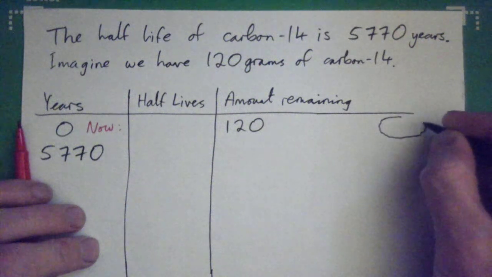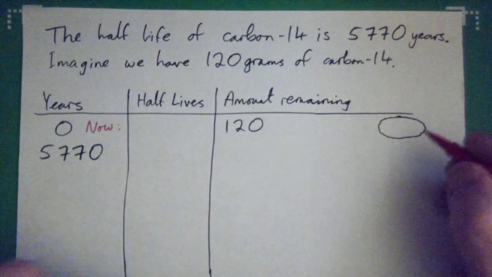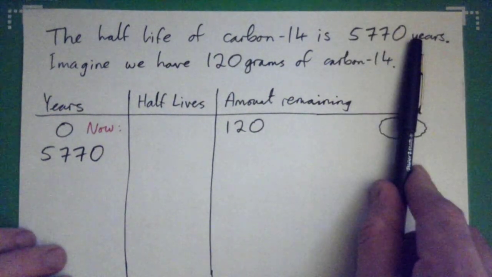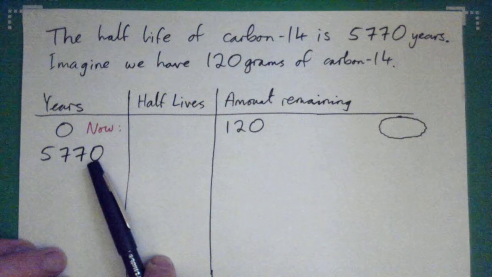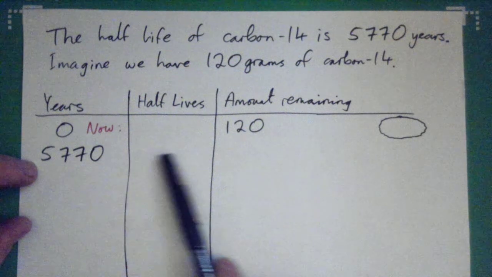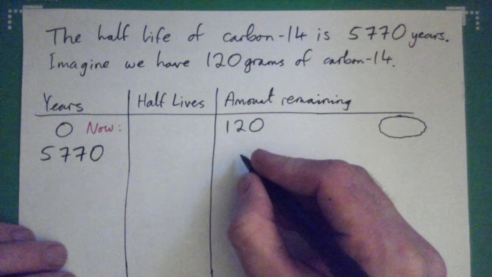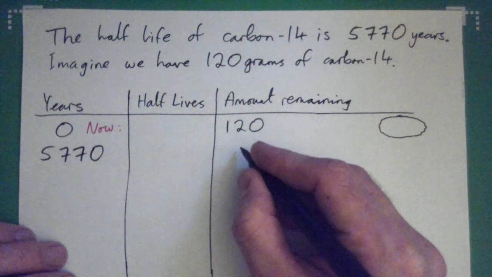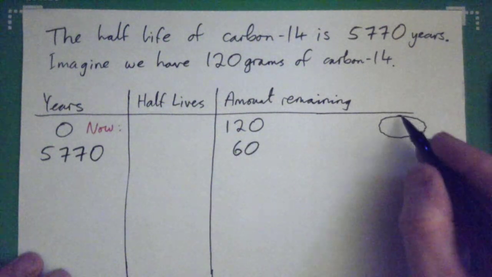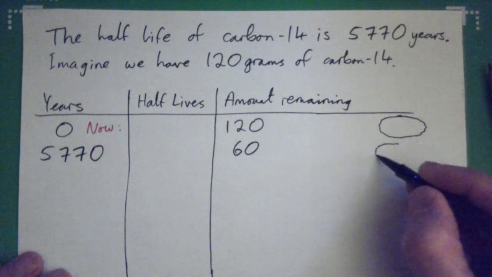this amount of carbon-14. It's a radioactive material that disintegrates slowly, right? And the half-life is 5,770 years. That means in 5,770 years' time in the future, there will be half of it left. So what's half of 120? Right, yeah. And so instead of this big lump of carbon, we'll have about half. We'll have just this left.